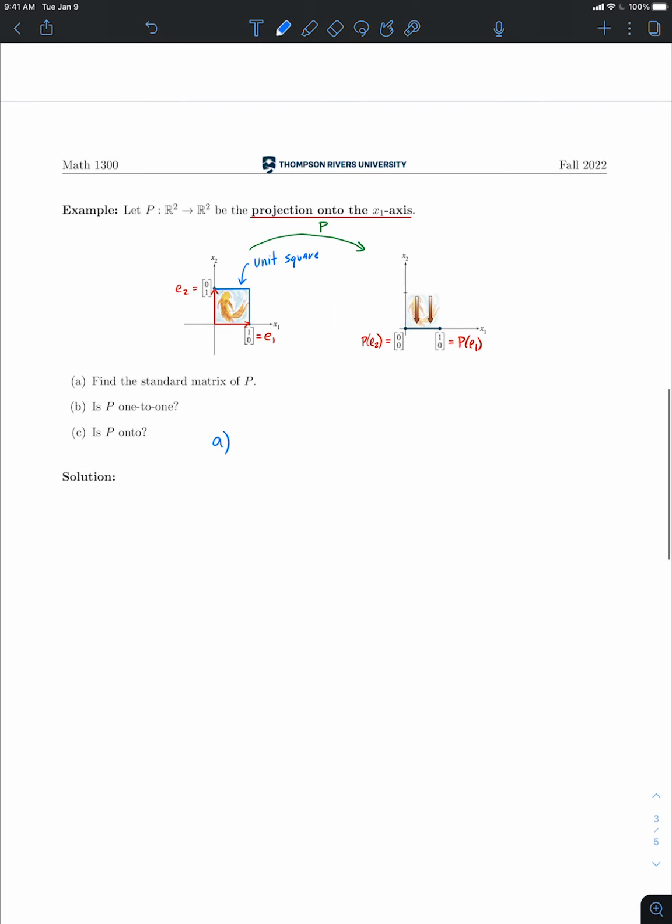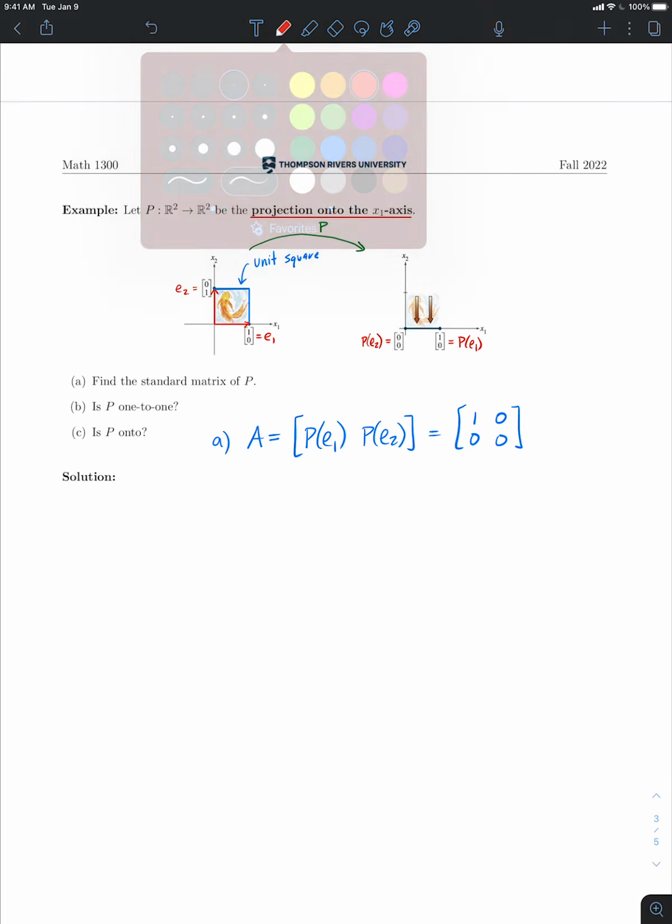So for part A, I'm going to start up here just to leave some space. Our matrix A, the standard matrix, you don't have to call it A, by the way, I'm just going to call it A. We're going to write it as the first column will be P of E1 and the second column will be P of E2. So you're going to get 0, 0, pardon me, no, I had that backwards. P of E1 is 1, 0, and P of E2 is 0, 0. Okay, so that is our answer for part A. That's our standard matrix.